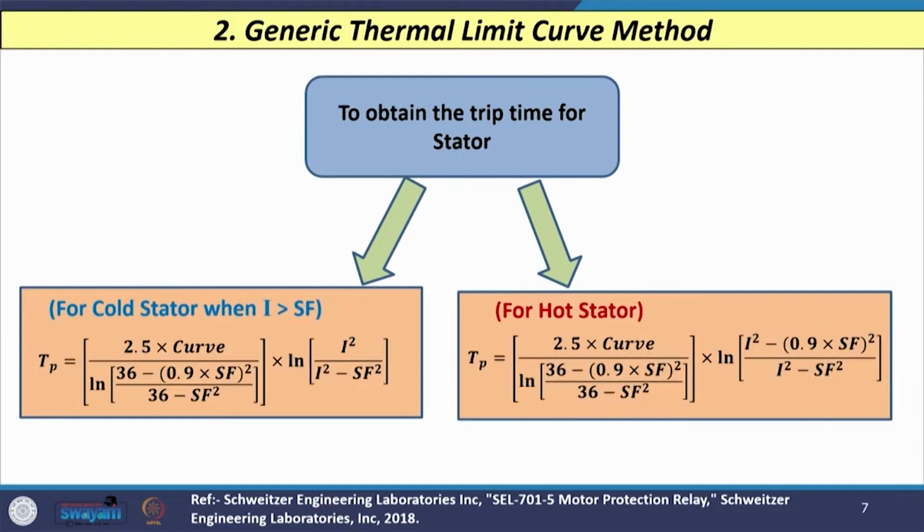To obtain the trip time for the stator, when the cold stator is used, particularly when I is greater than the service factor SF, you have to use this equation: Tp equals 2.5 times curve times the natural log of a value multiplied by the natural log of I squared divided by I squared minus SF squared. And when it is in hot condition, you have to use another alternate equation.